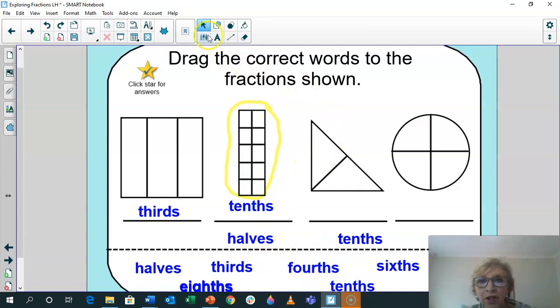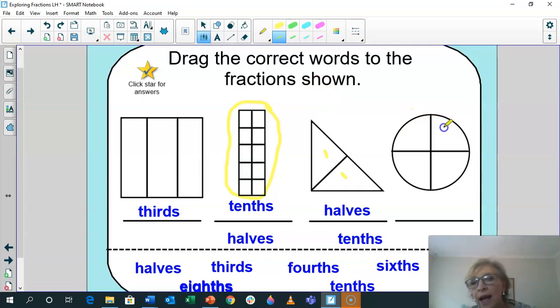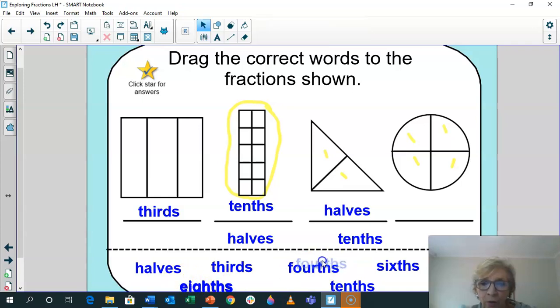How many are shaded here, or are drawn here? We've got halves. That's showing us halves. Where's my halves name? There we go. And over here we have 4 equal parts, so we have got fourths. Now another way of saying that, of course, is quarters. Fourths. So there we've got thirds, tenths, halves, and fourths or quarters.